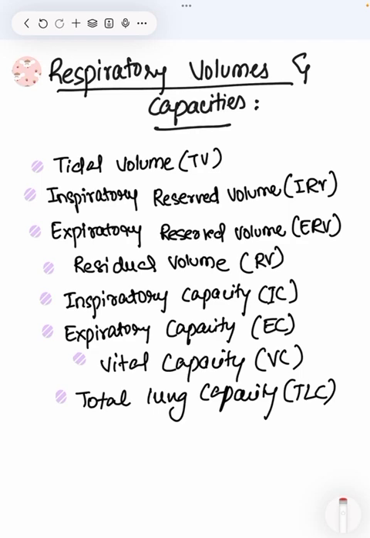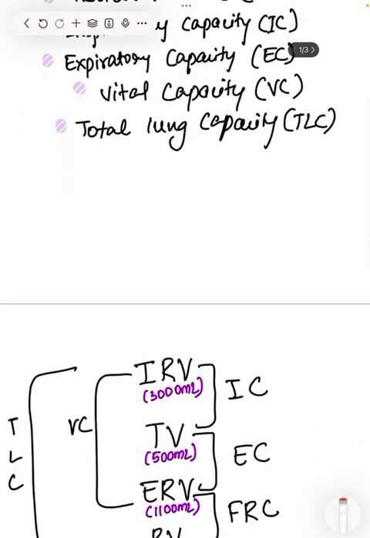Today we are going to learn about respiratory volumes and capacities. The values of respiratory volumes and capacities are a little bit hard to learn by heart, so I've made a trick to remember them. Before learning the trick, first let us know what volumes and capacities there are. So we have tidal volume, inspiratory reserve volume, expiratory reserve volume, residual volume, inspiratory capacity, expiratory capacity, vital capacity, and total lung capacity. You have to mug these up for better understanding.